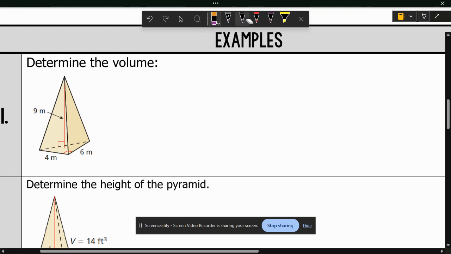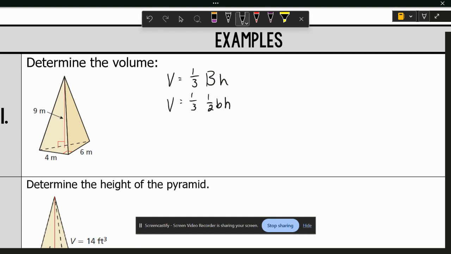So V is equal to 1/3 base times height. Next up, we want to look at what our base actually is. So our base is a triangle. So we'll write the area formula for that. So 1/2 base times height of the triangle times the height of the pyramid. Okay, so each of those H's are actually something that are a little bit different.